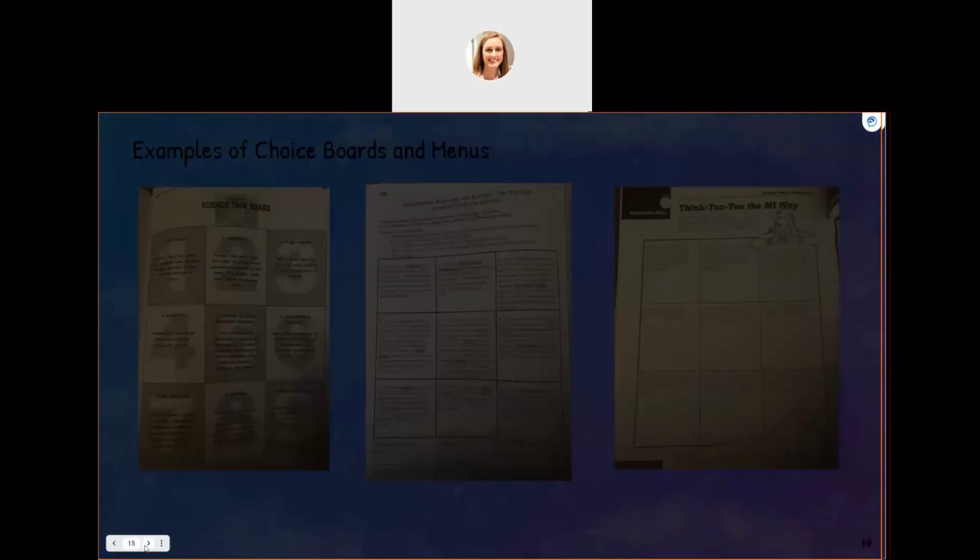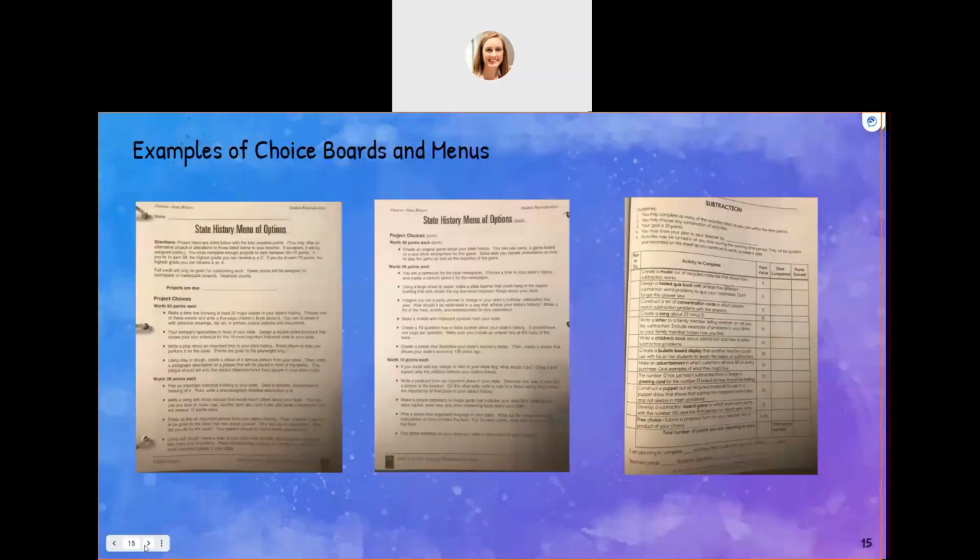So now we'll look at some menu options. These look different from the choice board because they're not arranged like in a tic-tac-toe board. The first one, which is the first 2 images, the state history menu of options, is asking the students to complete activities that will add up to a certain point value.